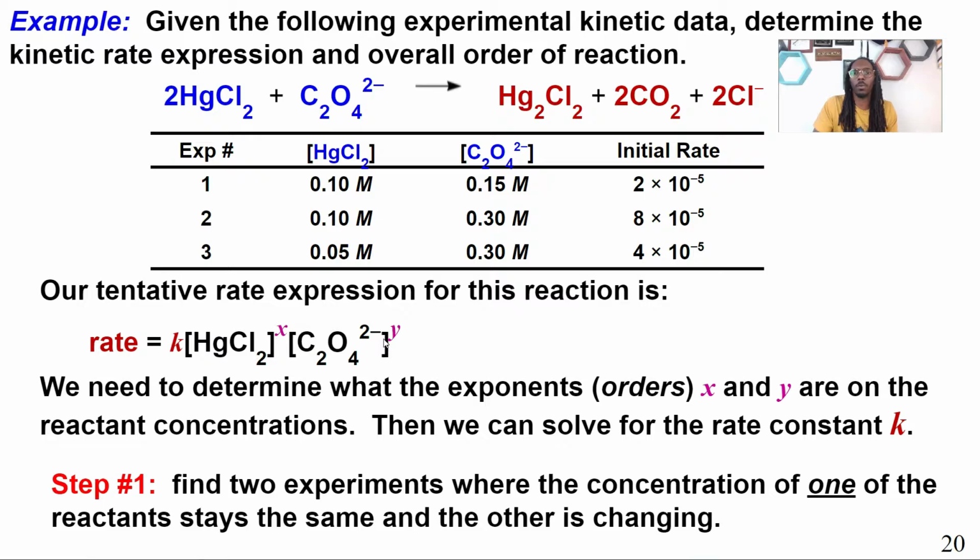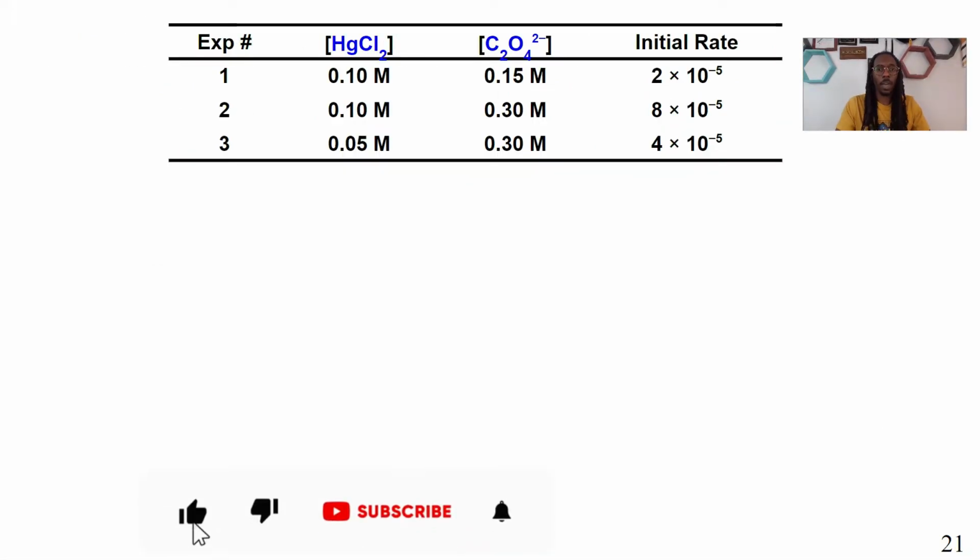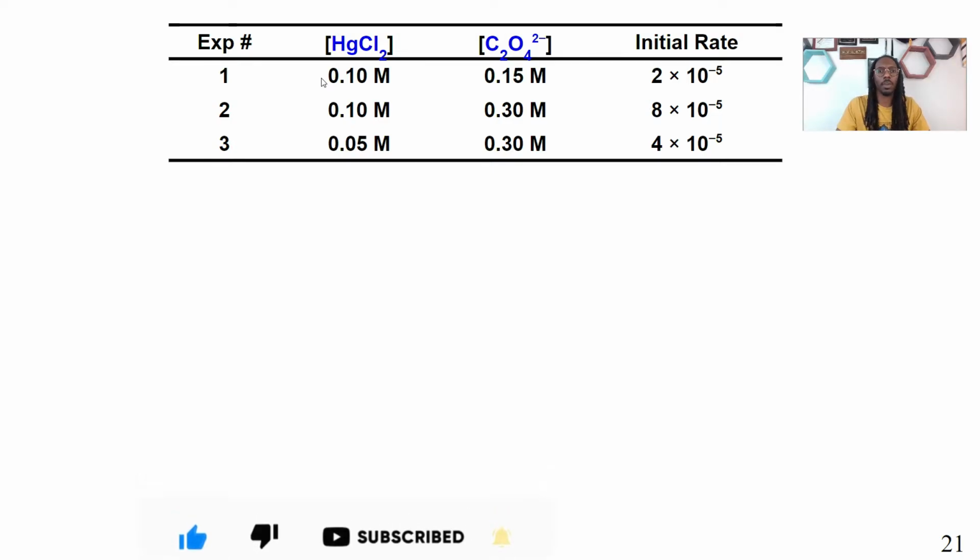Now, here's the first step. Step 1 is we're going to find 2 experiments where the concentration of one of the reactants stays the same and the other is changing. So we need to look at 2 of the 3 experiments to see which one is changing. You can use really any of the experiments. It just depends which one you want to use.